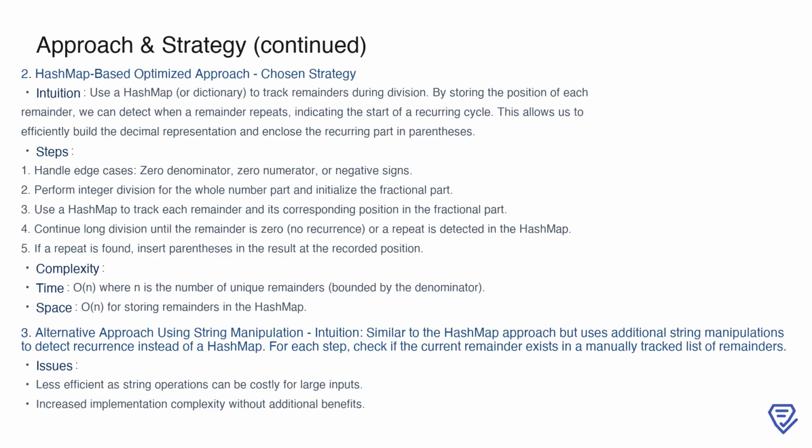Additionally, while there is an alternative strategy that relies on string manipulation to detect cycles, it is less efficient due to the overhead of managing strings for large inputs, making the hash map-based approach the clear choice.